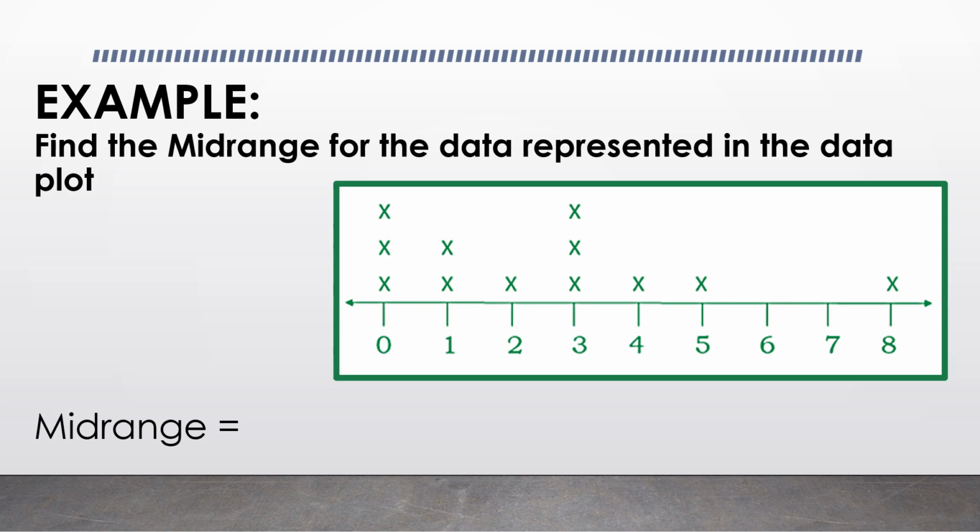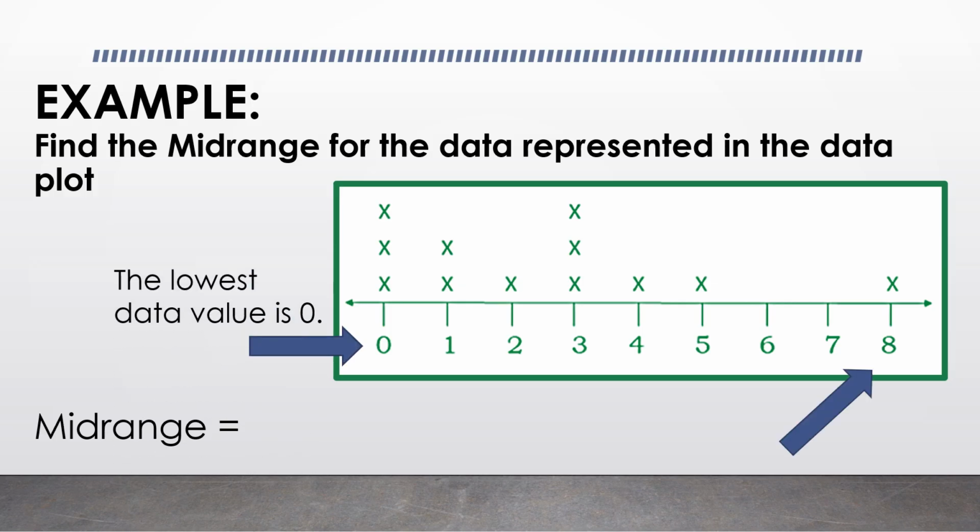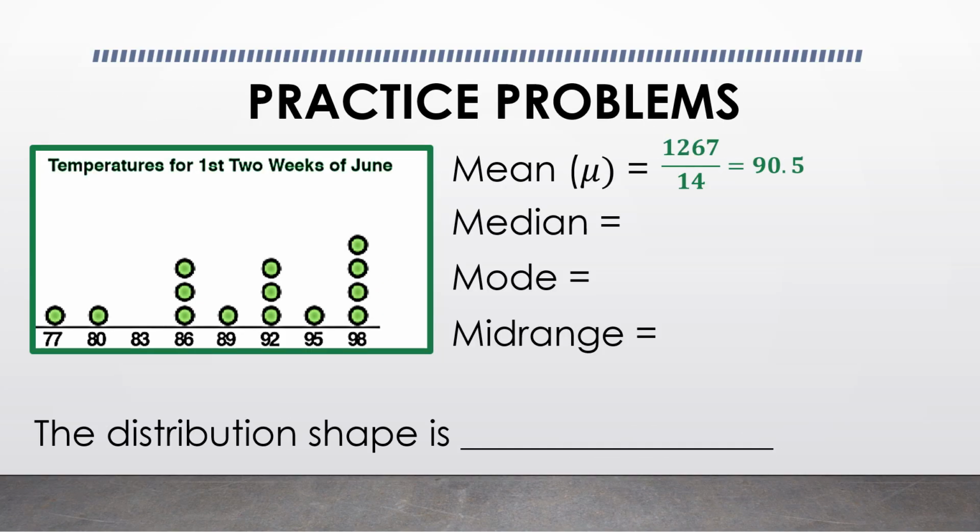And we are finding the midrange. The lowest data value is 0. The highest data value is 8. We need to average them, so we're going to add them up, divide by 2, and our midrange is 4.